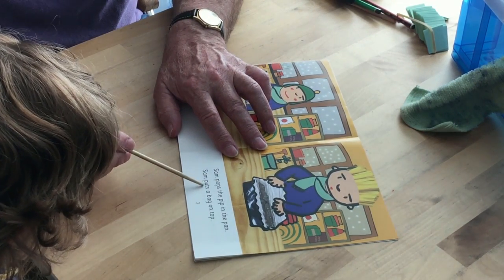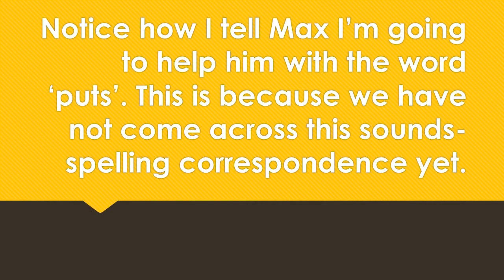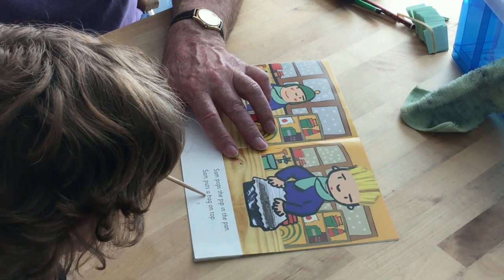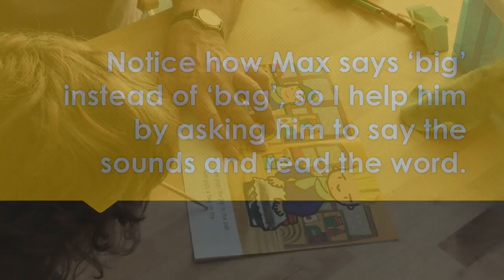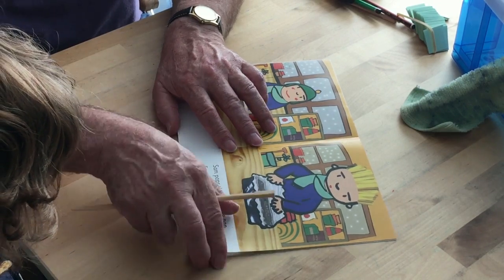I'm going to help you with this word. Sam puts a big, say the sounds and read it. Bag. Good. On top. Good boy. Sam puts a bag on top. That's where he's putting a bag on top.